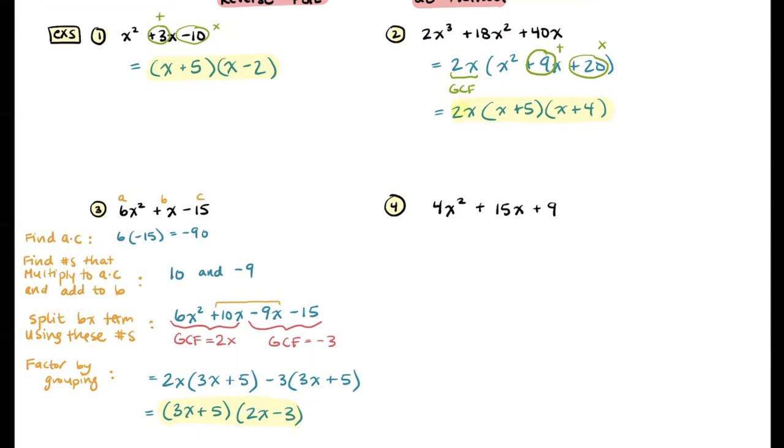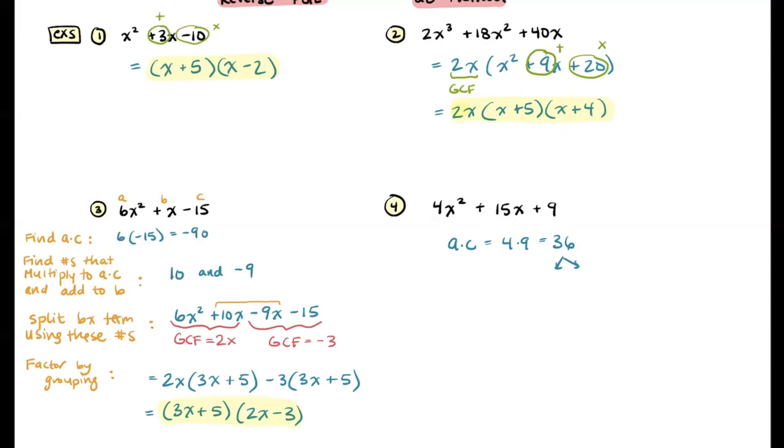So the first thing we want to do is find A times C. That gives us 36. And implicitly in my mind, I'm thinking, well, we've got a 4 here, but I can't factor out a 4 from 15 and 9, so we're forced to use this method, right? So we've got 36. We want to find 2 factors of 36 that add up to 15.